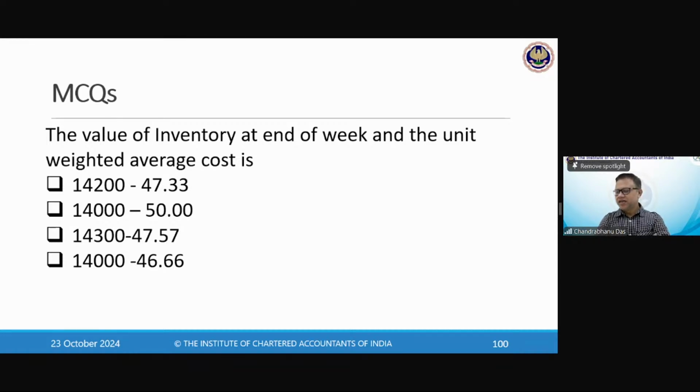Take 5 minutes and tell me which option is correct, because we want two pieces of information: what is the value of inventory at end of week, and what is the unit weighted average cost? So I am waiting for the answer. Take your time and calculate it. If you have calculated, you can raise your hands and tell me the answer.